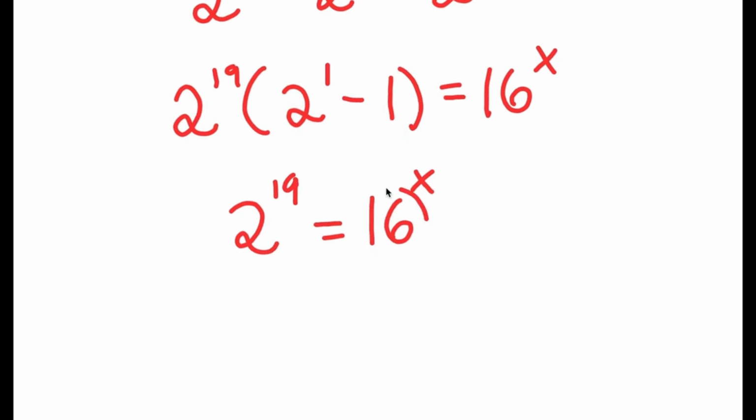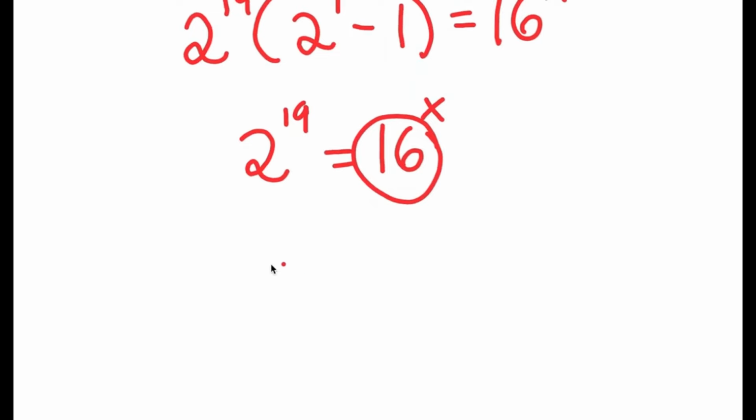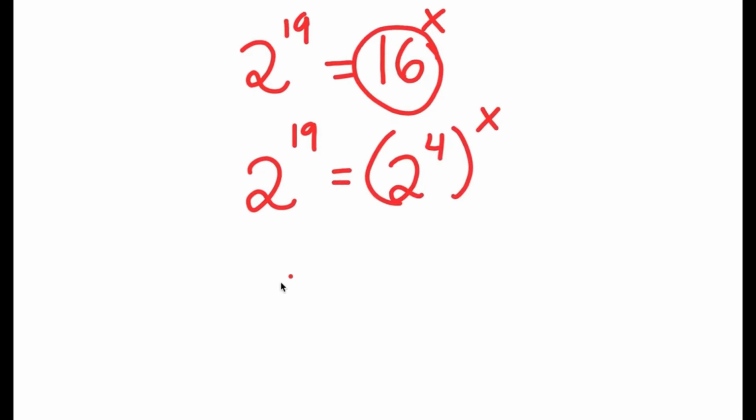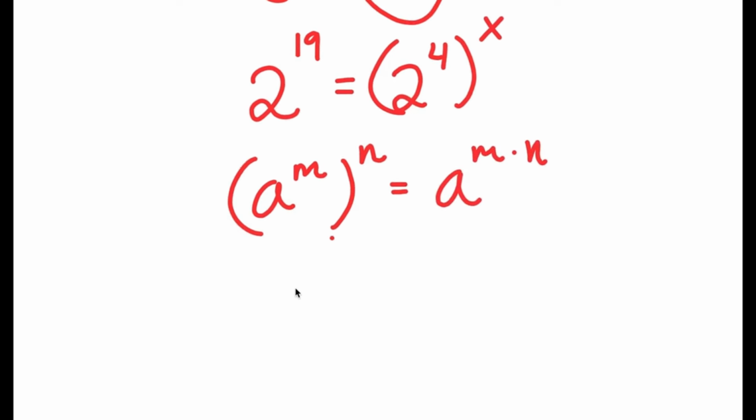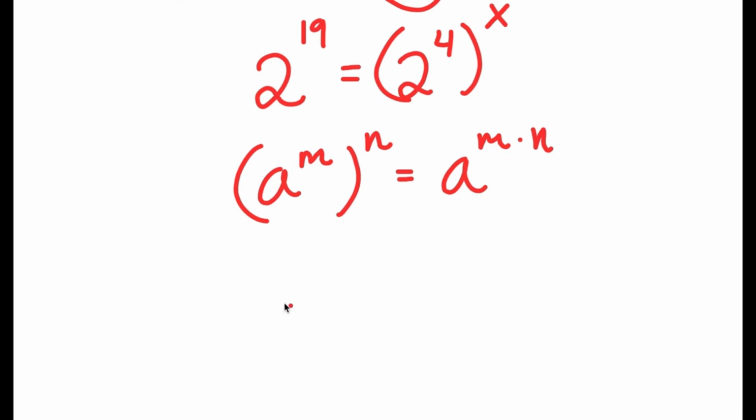Now, 16 is the same thing as 2 to the power of 4. So now I have 2 to the power of 19 is equal to 2 to the power of 4 to the power of x. And if I have something in the form a to the power of m to the power of n, this is equal to a to the power of m times n. So 2 to the power of 4 to the power of x is going to equal 2 to the power of 4 times x, which is also 2 to the power of 4x.